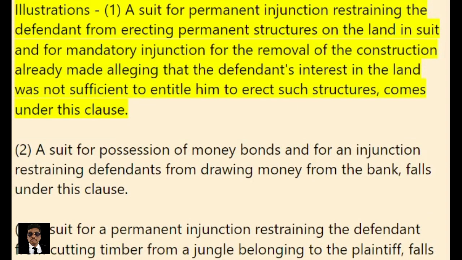Illustrations. 1. A suit for permanent injunction restraining the defendant from erecting permanent structures on the land in suit, and for mandatory injunction for the removal of the construction already made, alleging that the defendant's interest in the land was not sufficient to entitle him to erect such structures, comes under this clause.